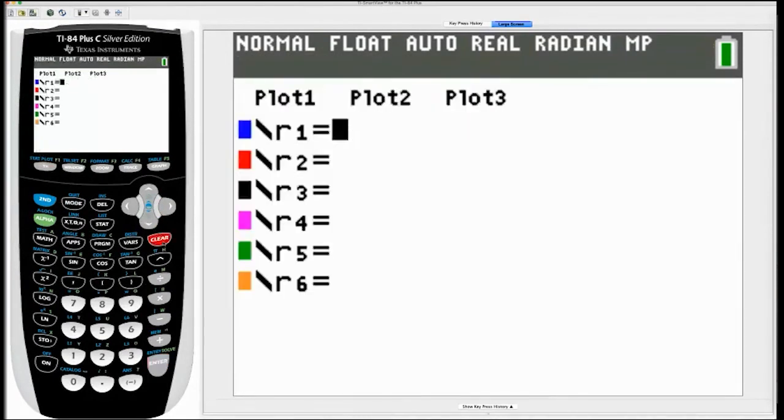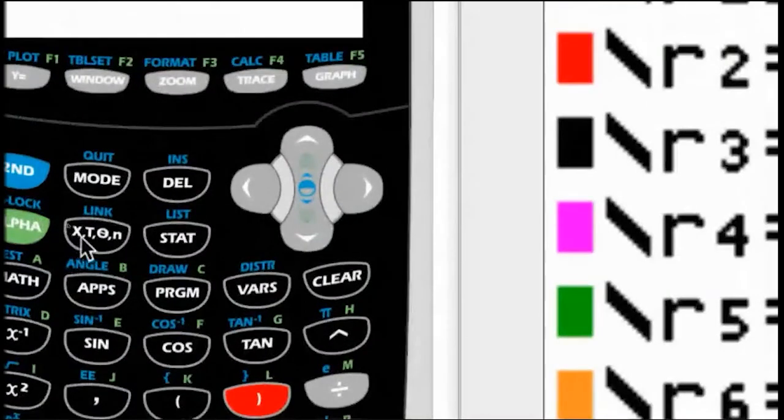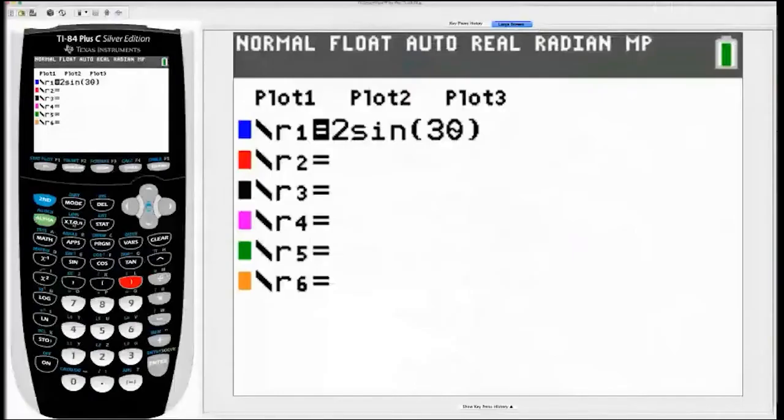Get rid of that. Let's do 2 sine, was it sine? I think so, 3 theta. If you notice, when you press the X button now, theta shows up. That's why it's that third one, X comma T comma theta. That's why it's there. So we have something like that.